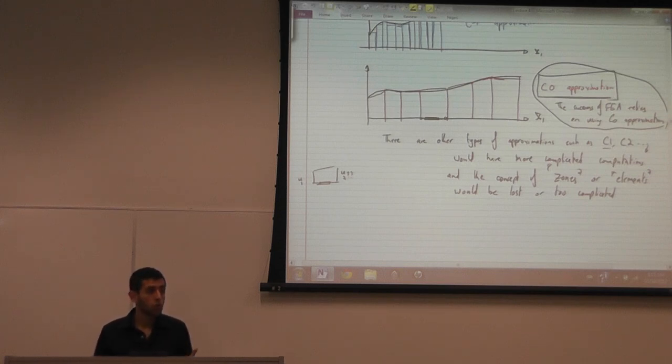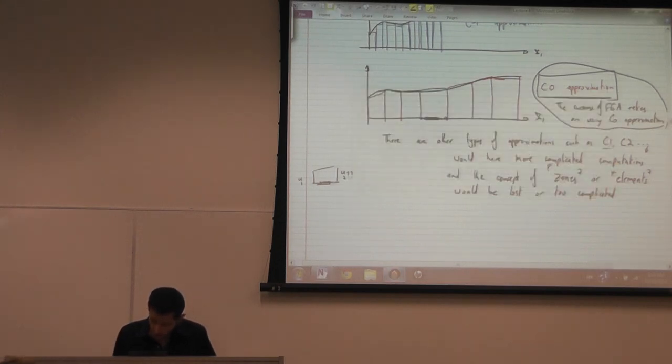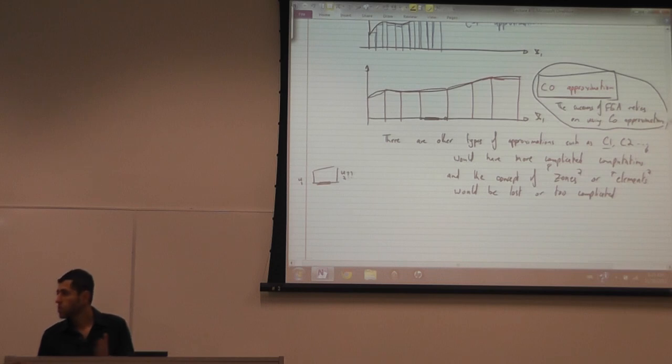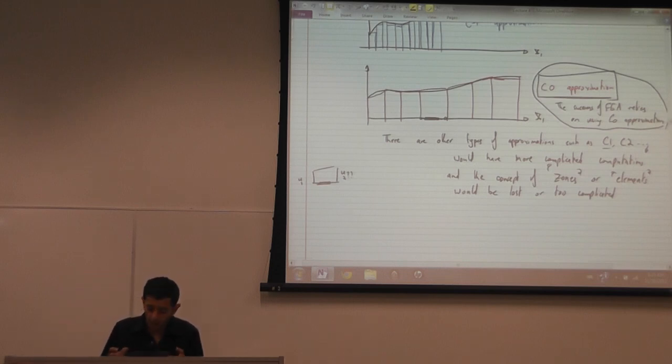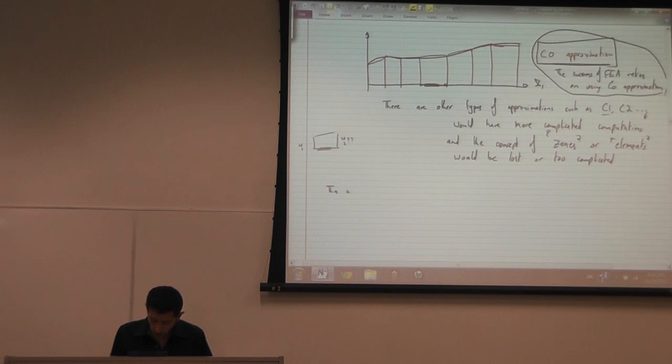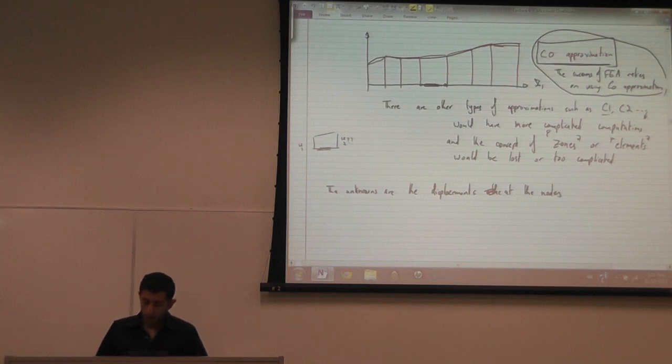If I use C1 or C2 where things are smooth, then elements start talking to each other, because the strain in this element will be a function of U1, U2, and the displacement in the neighboring elements as well. I lose the element that I can isolate. I can still have zones, but it's a little bit more complicated. The way we're doing the finite element analysis, the unknowns are the displacements at the nodes, and these are called degrees of freedom of the system.